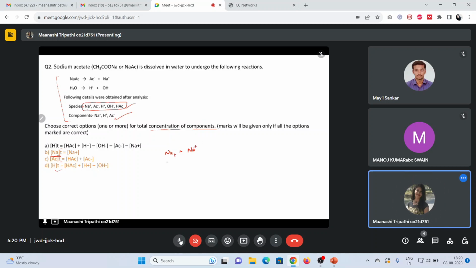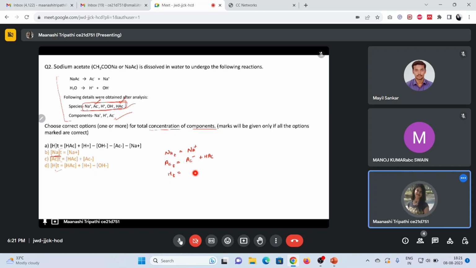Okay. Let's talk about the acetate ion. List out everything that has acetate ion. When you look at this list, AC negative has acetate ion and HAC also has acetate ion. So just write it down: AC negative plus HAC. And when we want to look at H total, now you want to list out those things which have hydrogen.